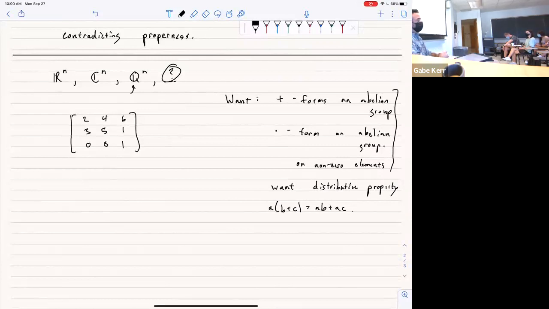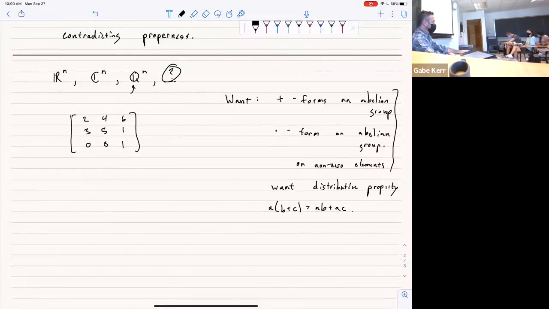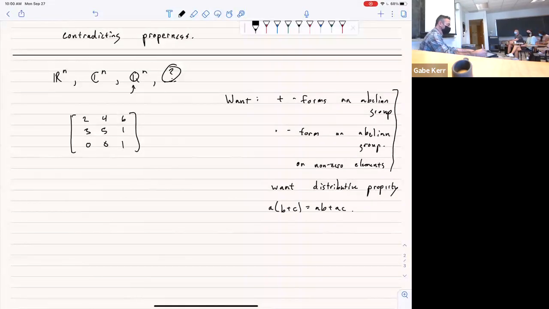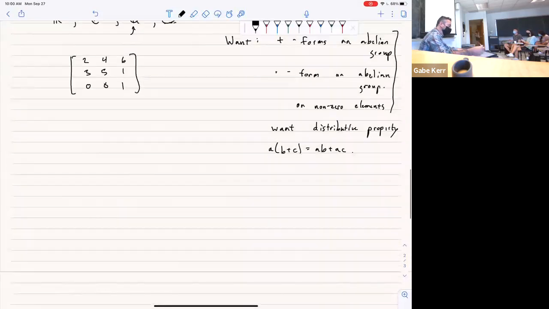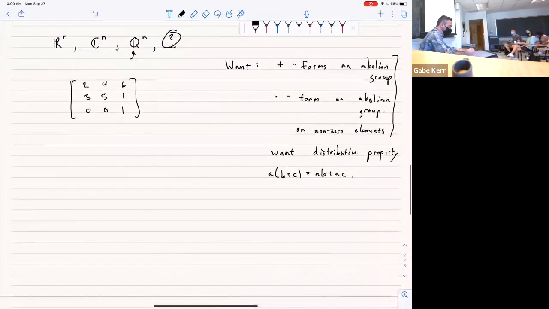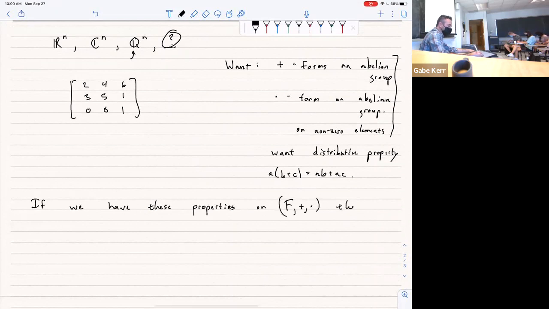Okay. Turns out if we have everything I've written, then we have what's called a field. We get what we want: we have a field. Then we call F a field.